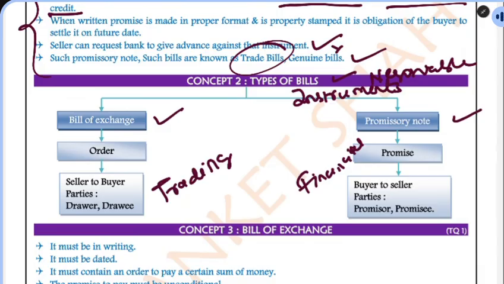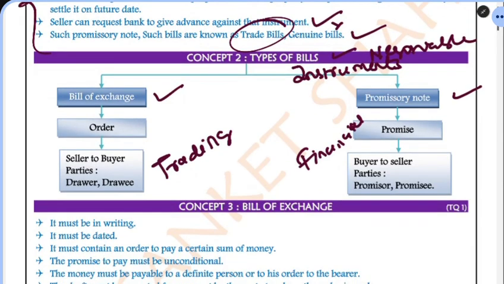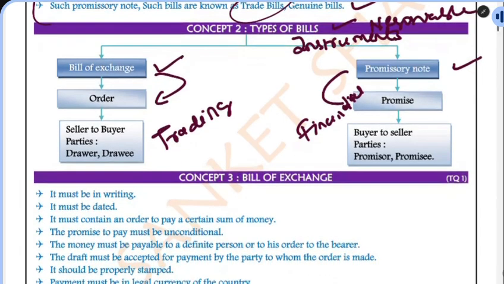Clear? Then next comes, see, what is the bills of exchange? It contains an order. I will tell you how it is an order. Okay. Then the promissory note, what does it contain? It contains a promise. Now, it is drawn by seller to buyer, and the parties are known as drawer and drawee. Here, it is ulta, buyer to seller.